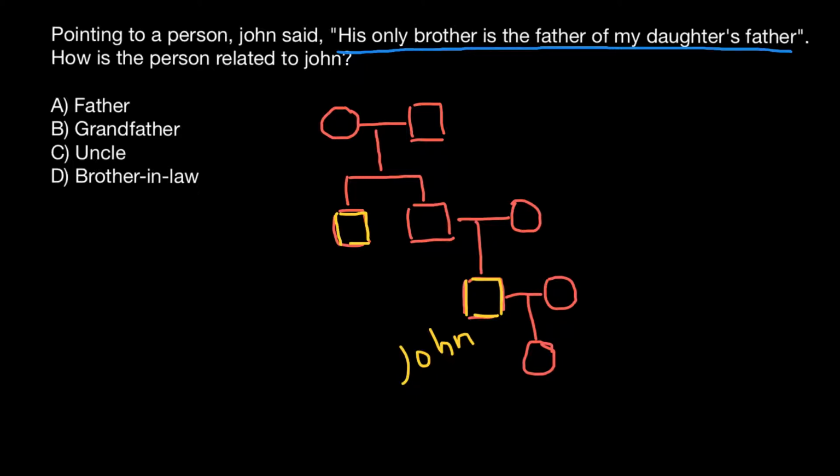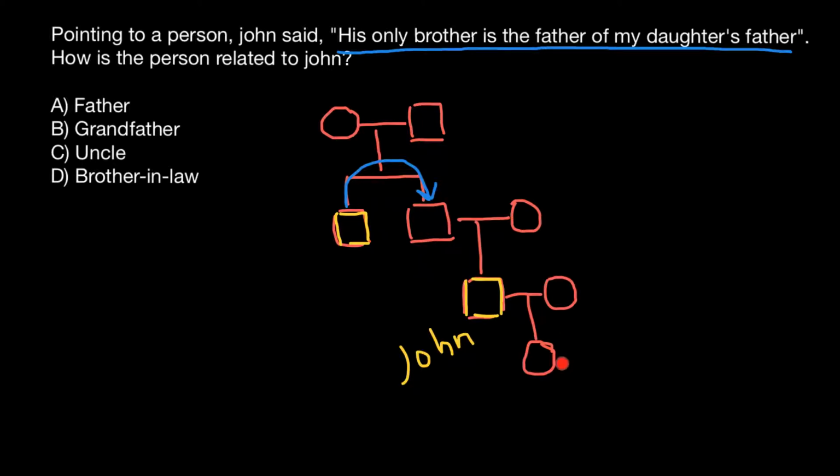His only brother. So we're talking about this person, and we say his only brother. Now we talk about this person, and his only brother is the father of my daughter's father. So at this time John is talking about himself.